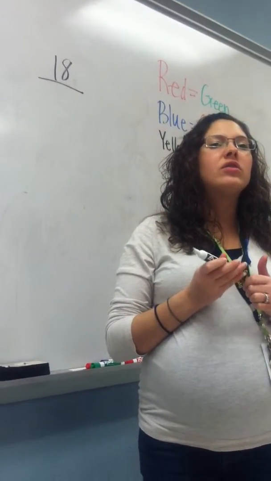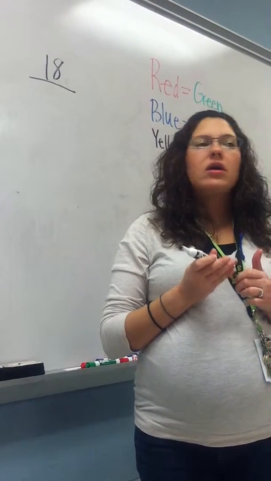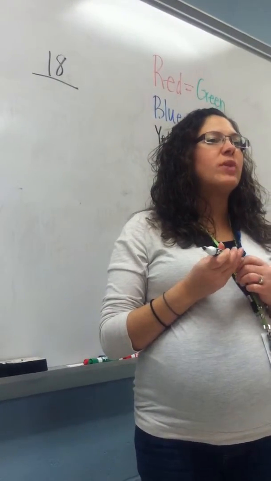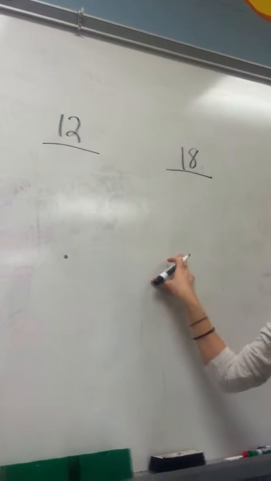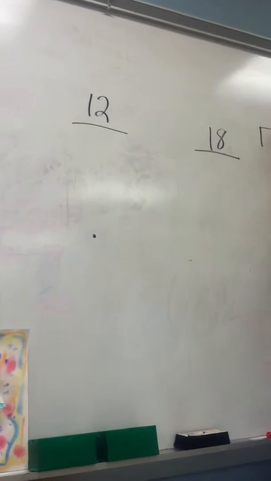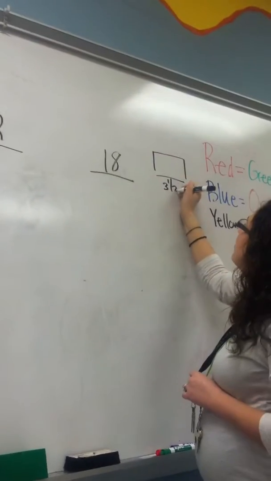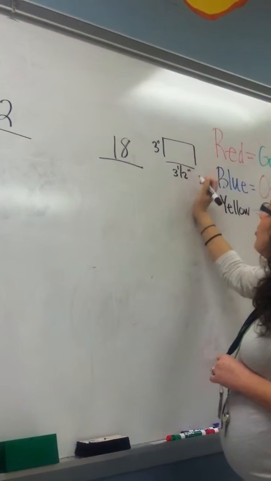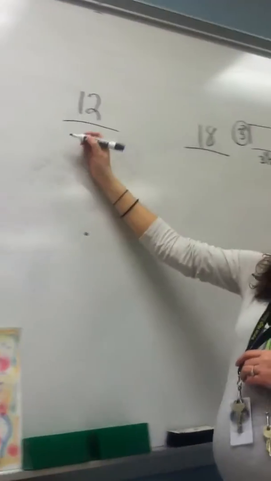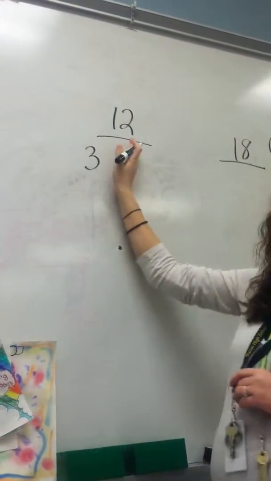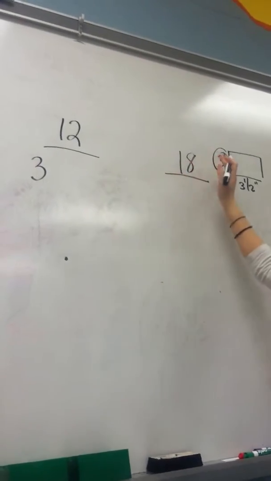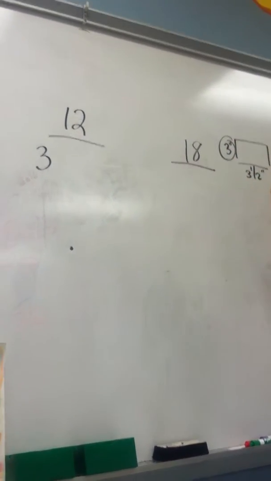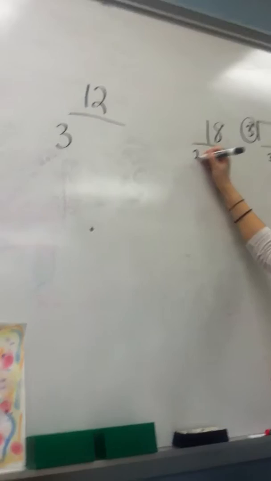How about Emerson, what's your measurements? 3.5 and 3. Okay, so he has 3.5 by 3. You're going to take your smaller number and put it under the 12. So out of your two measurements, take the smaller one and put it under the 12, and then you're going to put your larger one under the 18.